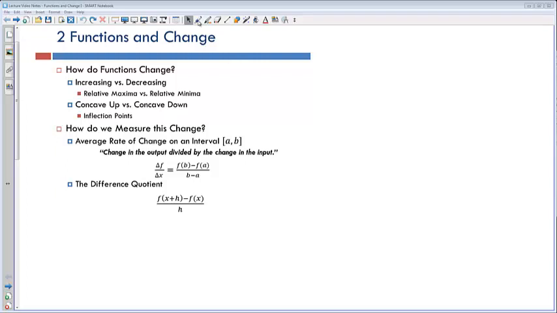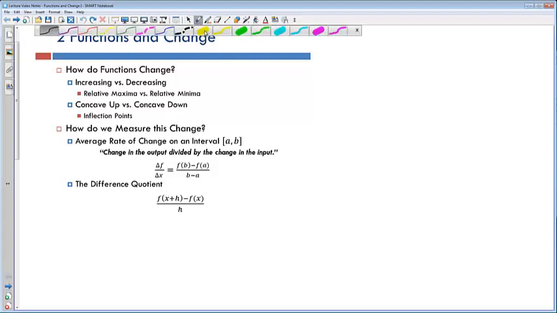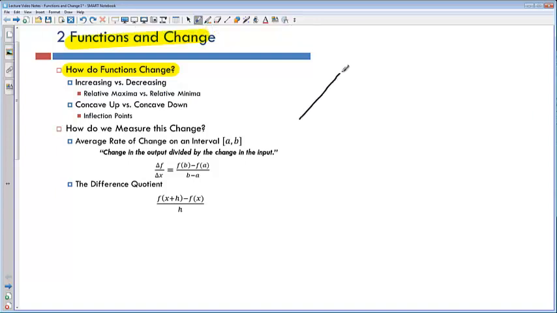It's time for fun with math, and today we're going to talk a little bit about functions and, of course, how they change. So let's look at the first topic here, how do functions change? And it's actually pretty simple if you think about it. When you think about a function, it can first do one of two things. It can go up or it can go down.